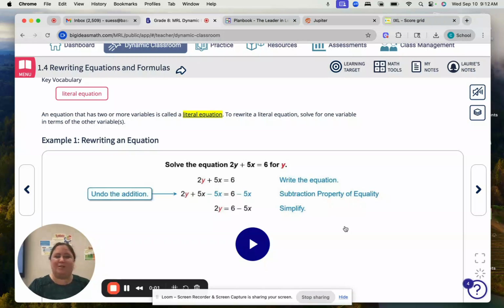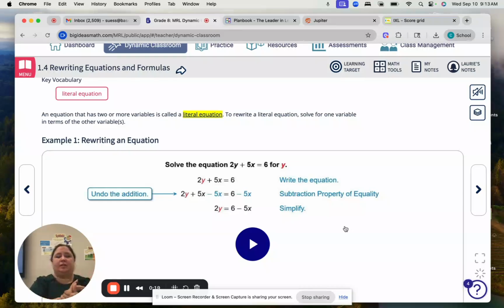Okay, lesson 1.4, rewriting equations and formulas. You guys should have done the warm-ups. Any questions on how we did the warm-ups? You're just dividing fractions. So you take the first fraction, flip the second one, and multiply, and you got it.